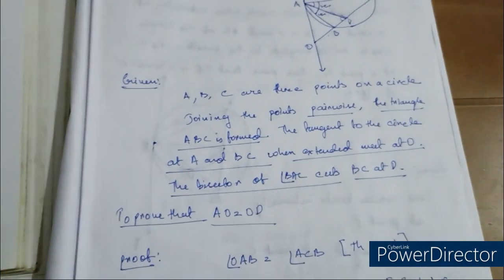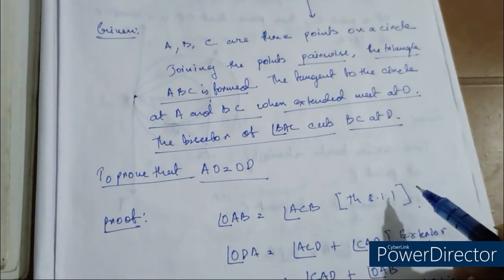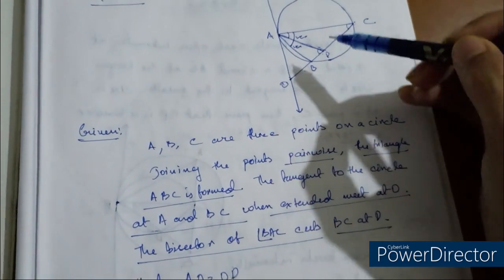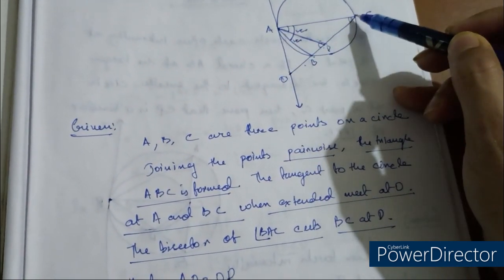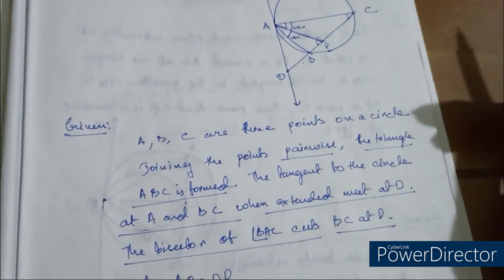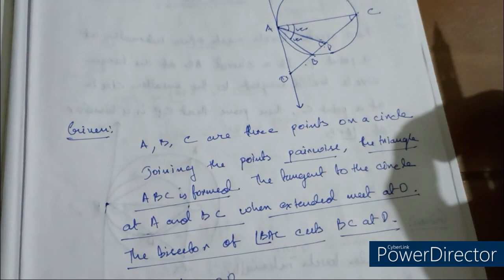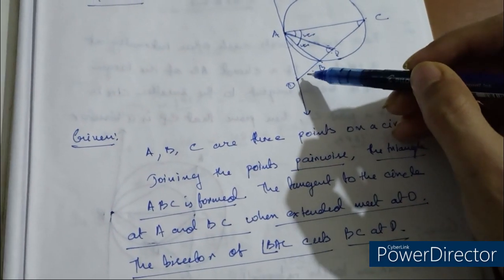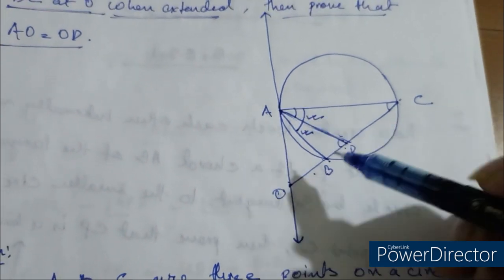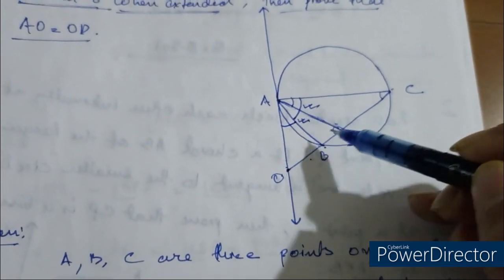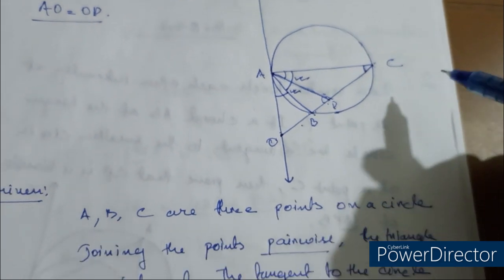Now the proof. So in here you see angle OAB is equal to angle ACB. Yes, OAB, you see here, this angle will be equal to ACB. Yes, it is the angle in the alternate segment.